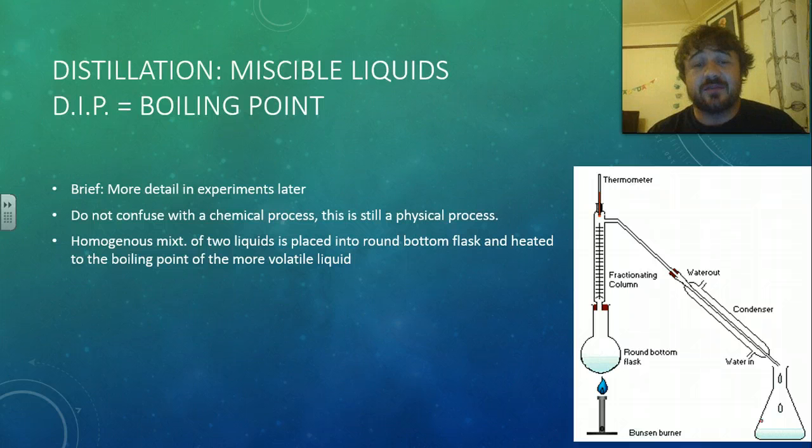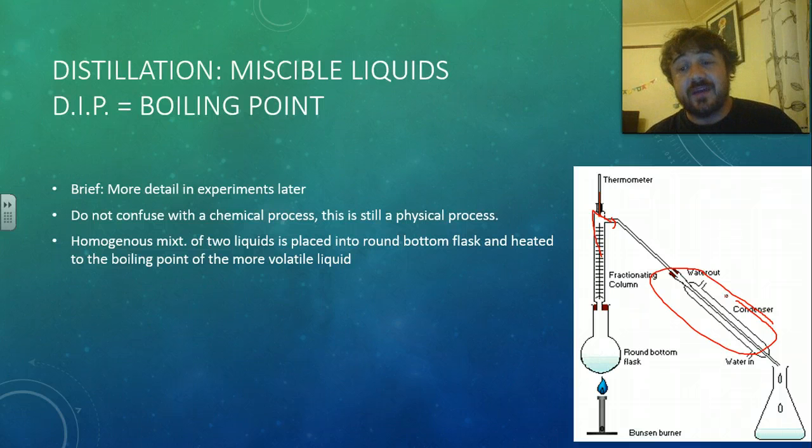It's a homogeneous mixture of two liquids, so you put them in the round bottom flask here, you heat it up to the boiling point of the more volatile liquid, so the lower boiling point, and it will boil off up the column here, and it's got nowhere to go except down here, so it gets pushed down because of the pressure. And this here is what we call a condenser, and it has cold water running around the outside, and that will then cause the vapor to liquefy or condense and drip down into our Erlenmeyer flask or conical flask, whatever you want to call it. Both are correct.